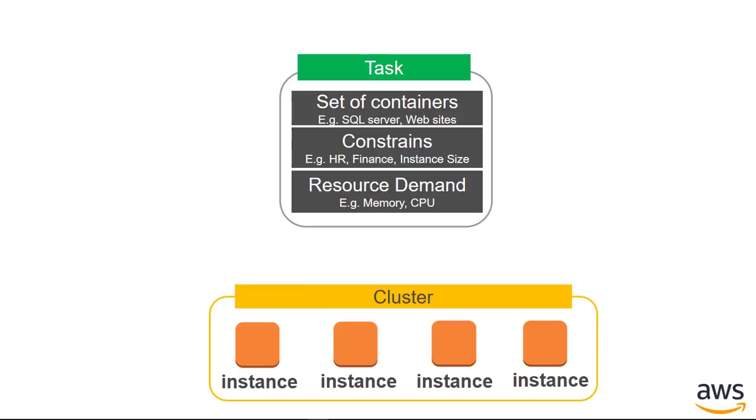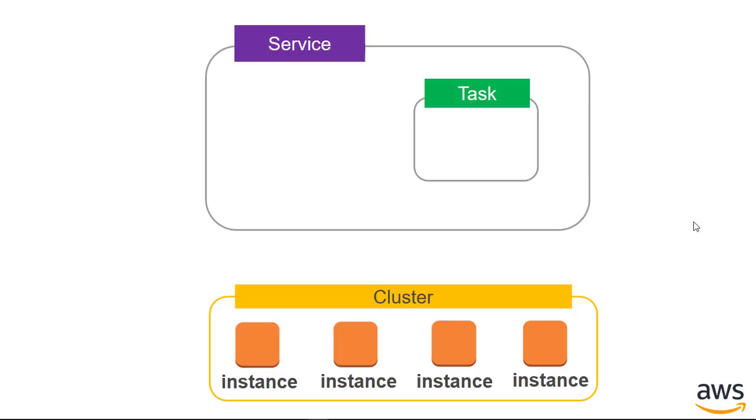Also, you can specify the resource demands. For example, if you have a memory intensive application, you can allocate more memory. And also you can define how much CPU you want to have. So once you create a task, you have defined what containers you want to run, its resource demands and the constraints. Then what you do is you create something called a service.